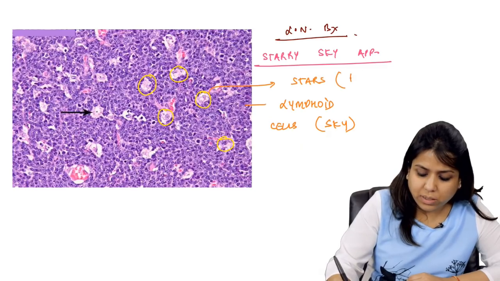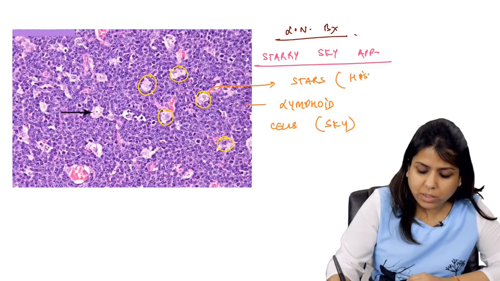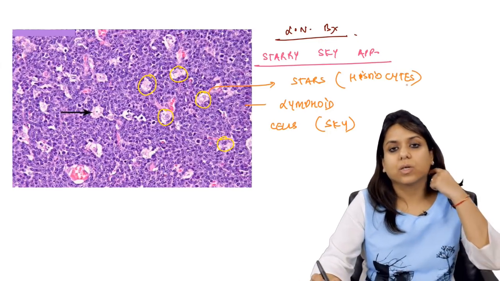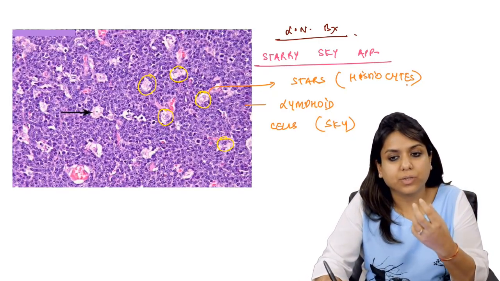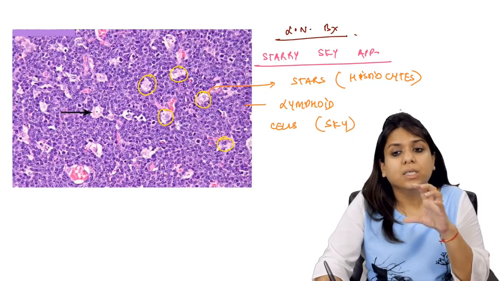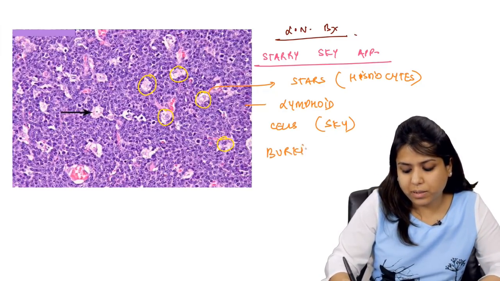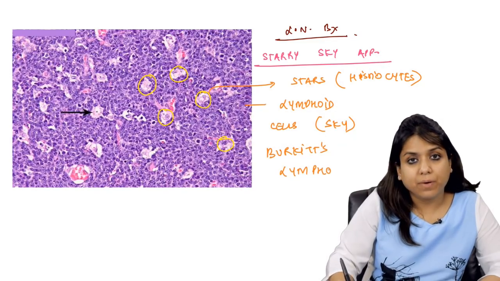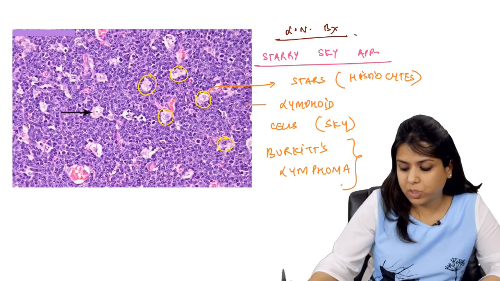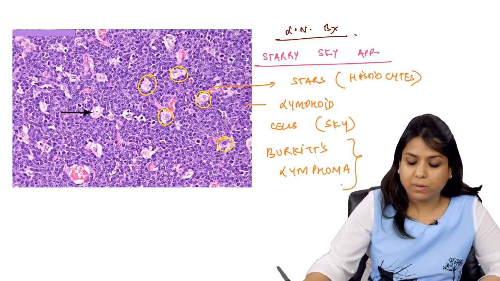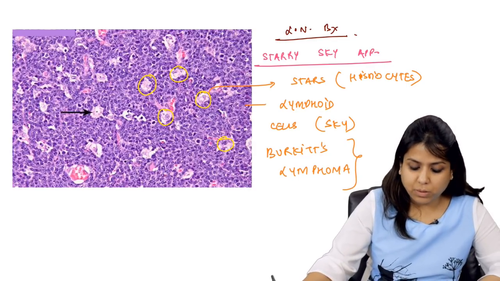And what are these cells? They are histiocytes or macrophages, and these are the stars. So this is stars in the sky appearance, which is a characteristic feature of Burkitt's lymphoma. Right? This is a characteristic feature of which lesion? Burkitt's lymphoma. Clear? Next image, students.